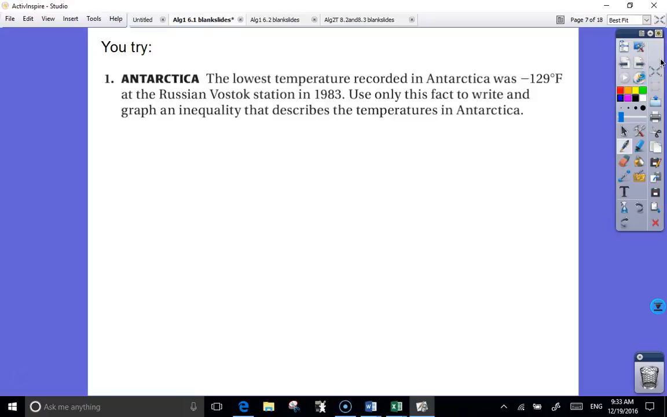The lowest temperature ever recorded in Antarctica, which is probably a pretty good bet that's the lowest temperature ever recorded, -129 Fahrenheit. So write an inequality, graph the inequality. Okay, what's the inequality symbol that goes in between the T and the -129? Greater than or equal to.